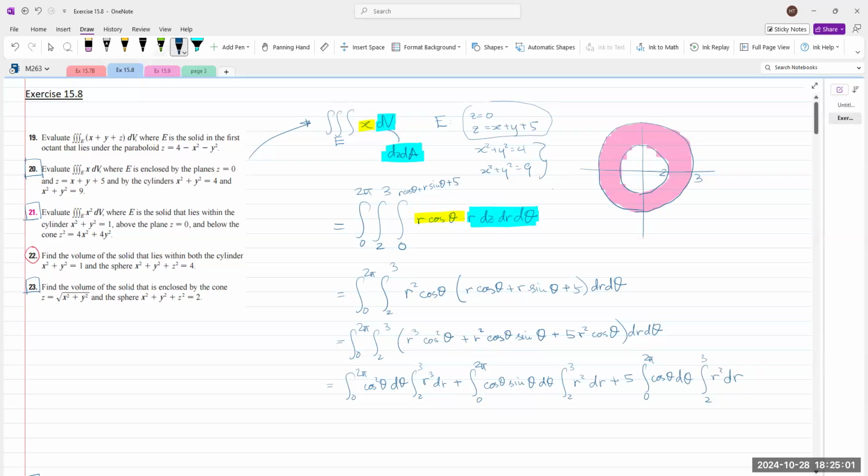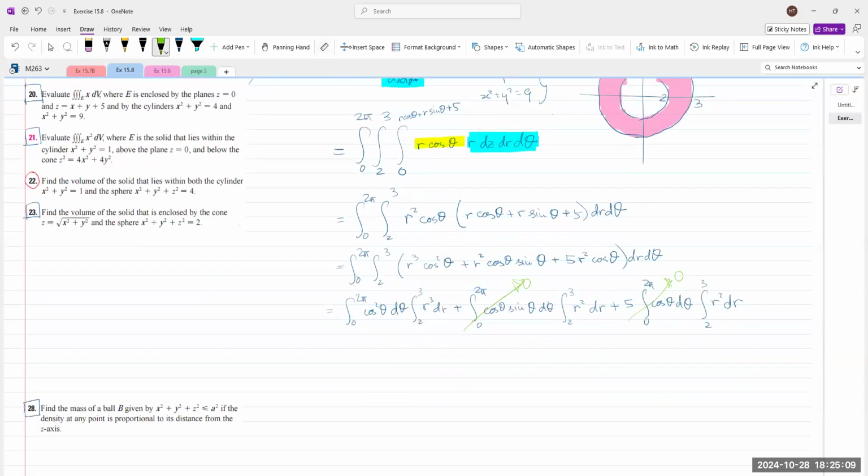What I want to say is this goes to 0, this also goes to 0. To see it better, you may want to rewrite this part here as the integral of 1/2 from 0 to 2 pi of sine 2 theta. Okay, that will give you 0.